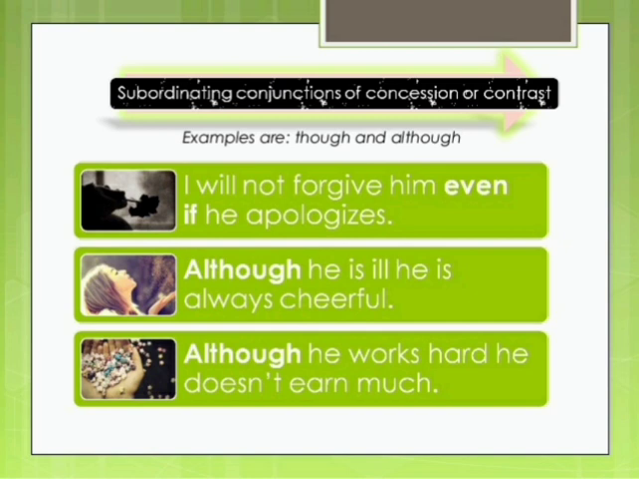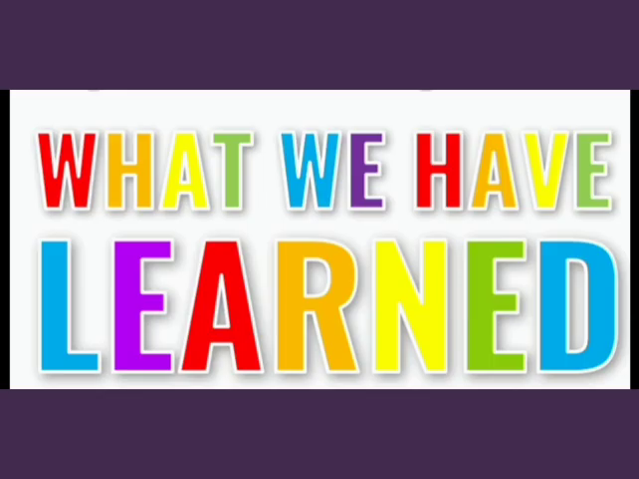Although he is ill, he is always cheerful. Although he works hard, he doesn't earn much. So, these are some examples of subordinating conjunctions of concession or contrast, that is, completely opposite, contrast.